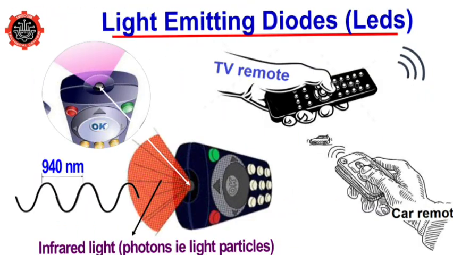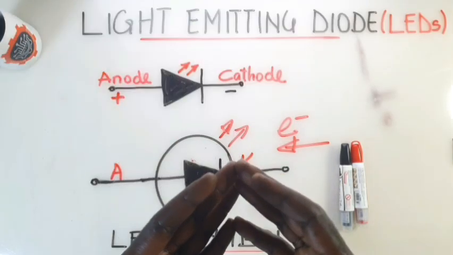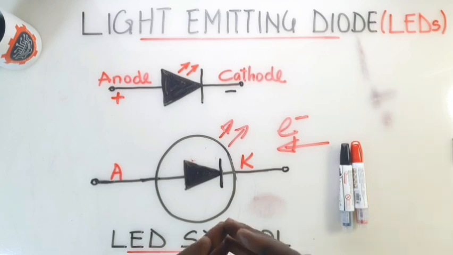Now, a good example na our TV remote control. This remote get an LED wey dey emit infrared light with the photons having a wavelength typically around 940 nanometers. So our eyes no fit see this infrared light. However, you fit see it on the camera of your phone.